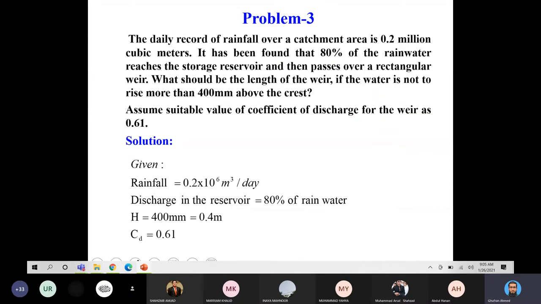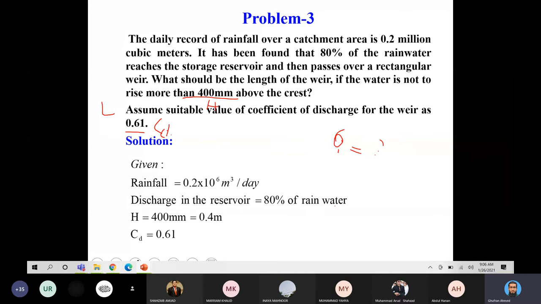So third problem, the daily record of the rainfall over a catchment area is 0.2 million cubic meters. It has been found that 80% of the rainwater reaches the storage reservoir and then passes over a rectangular weir. What should be the length of the weir if the water is not to rise more than 400 millimeter above the crest? Above the crest means this is H and we need to find L. Coefficient is also given. So in order to find L, first of all, we need to find Q.